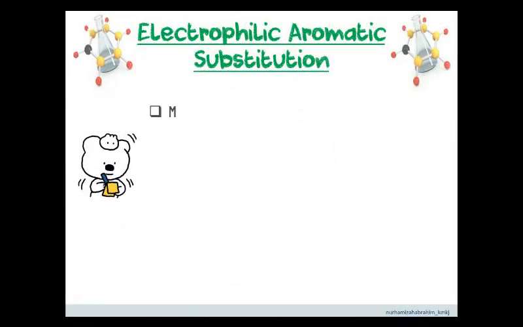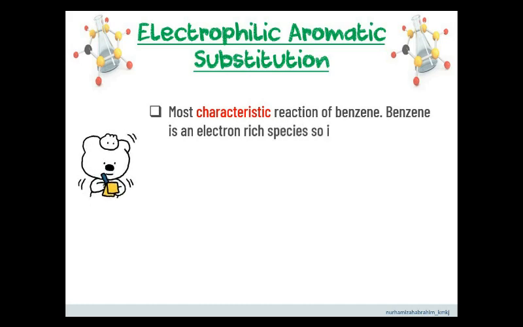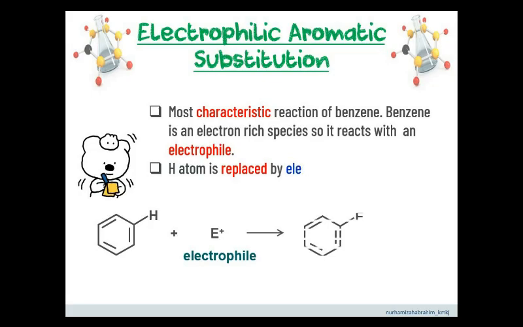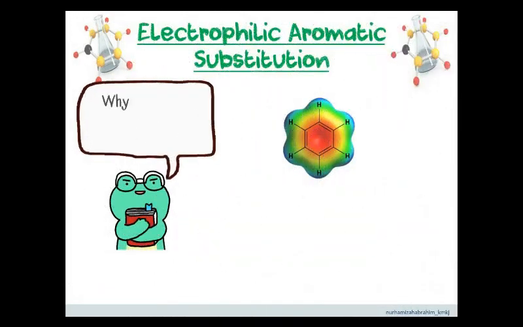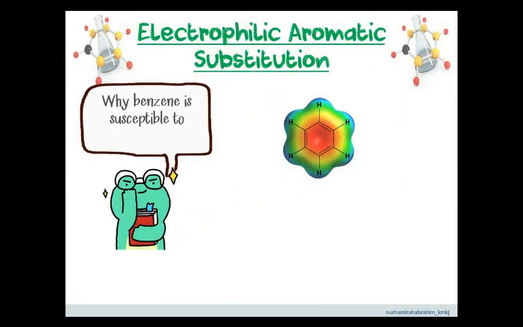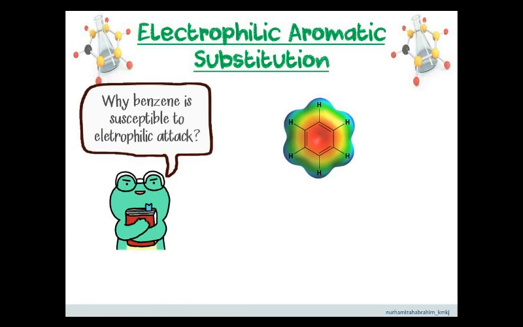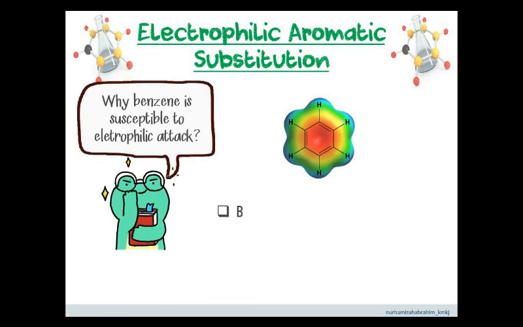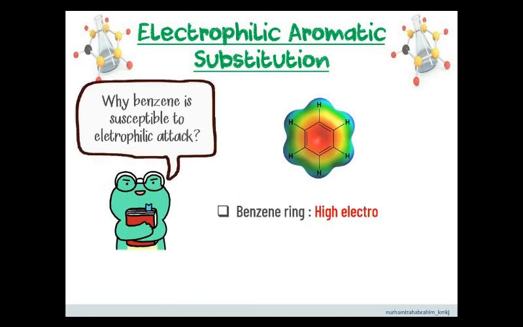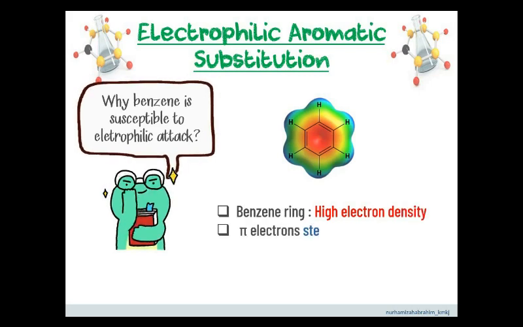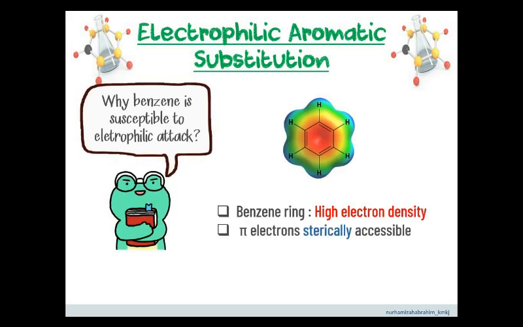Electrophilic aromatic substitution reaction is the most characteristic reaction of benzene. Benzene is an electron-rich species, therefore it reacts with an electrophile, where the hydrogen atom at the ring is replaced by the electrophile, E+. As stated before, benzene is susceptible to electrophilic attack because the benzene ring contains a high electron density. Therefore, the pi electrons are sterically accessible to attack.